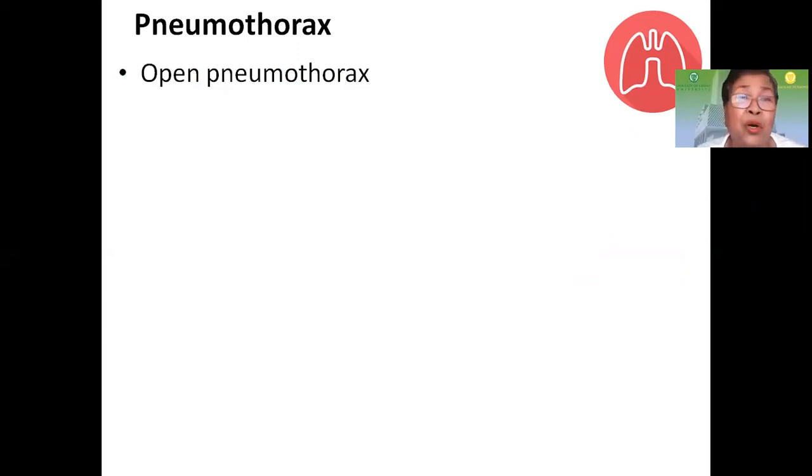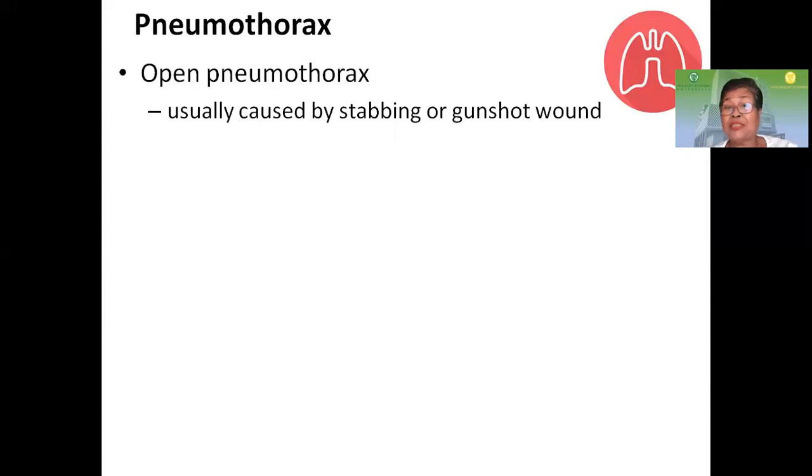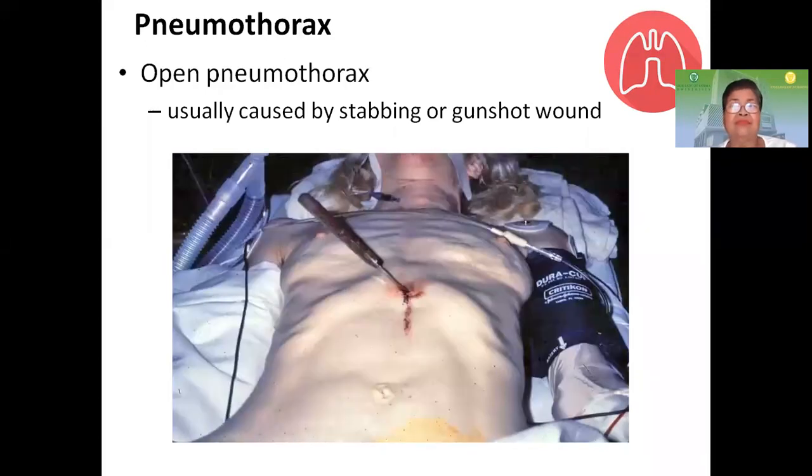Okay. Ano yung open? Ang open pneumothorax caused by stabbing or gunshot wound. Nasaksak, nabaril. Ayan. Nasaksak at bagito pa yung assailant. Kaya naiwan yung kutsilyo or naiwan yung pansaksak niya. Okay. So, ibig sabihin, nagkaroon ng communication sa labas going to the pleural cavity. Kaya may butas, open pneumothorax. Okay.